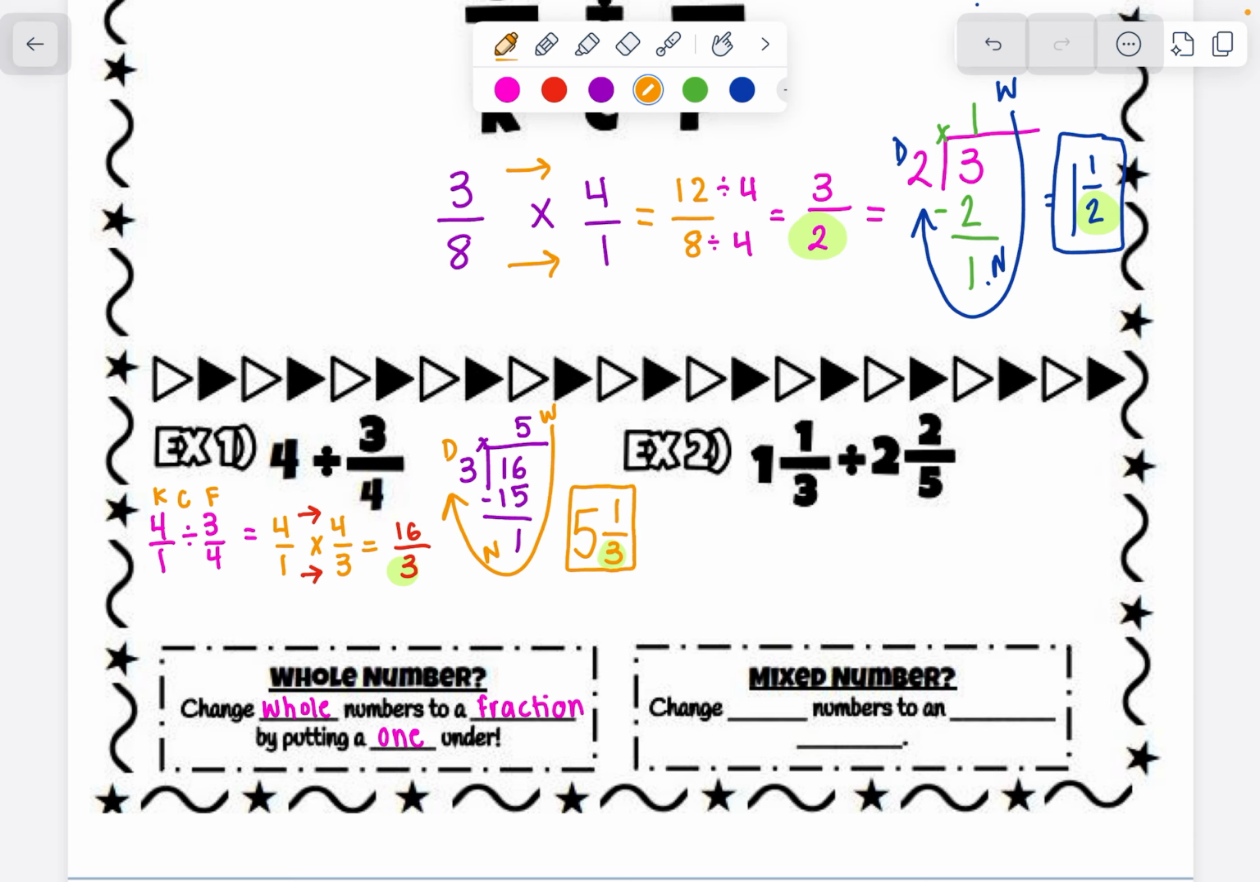All right. Next one, what happens when I have a mixed number? Well, when I have a mixed number, I should hopefully remember that I need to change it, any mixed number, to an improper fraction.